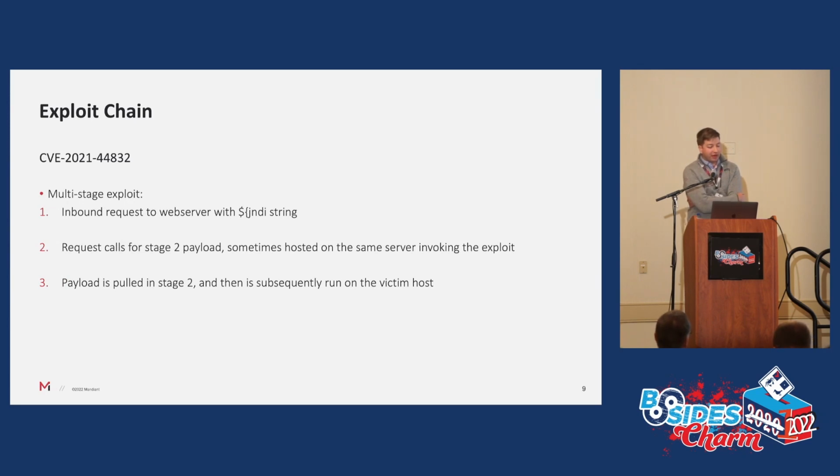Right, so to rehash it, it's a multi-stage exploit. You basically have the inbound request to the vulnerable web server with that JNDI string. In that request, it's calling for a stage 2 payload. Sometimes that payload is hosted on the same server that's invoking the original request, but not always. But generally, you could see the JNDI string calling back to the same originating IP, just maybe at a different URI. And once that payload is pulled in that stage 2, it's executed on the victim host, which would give the threat actor something like a reverse shell or that kind of post-exploitation.